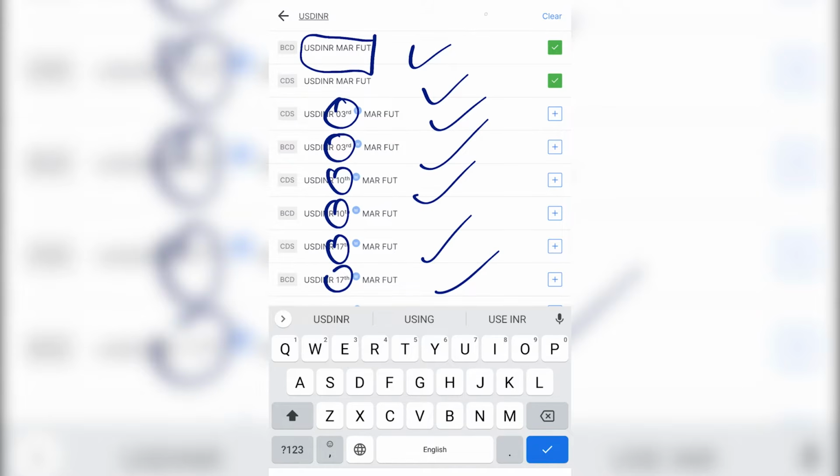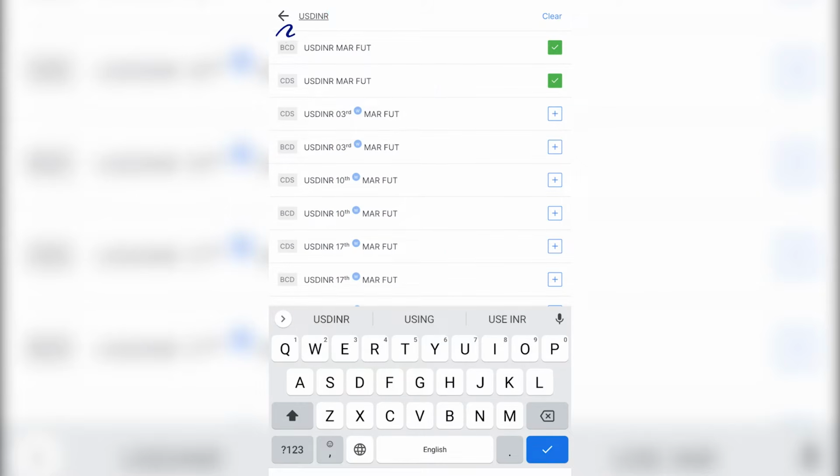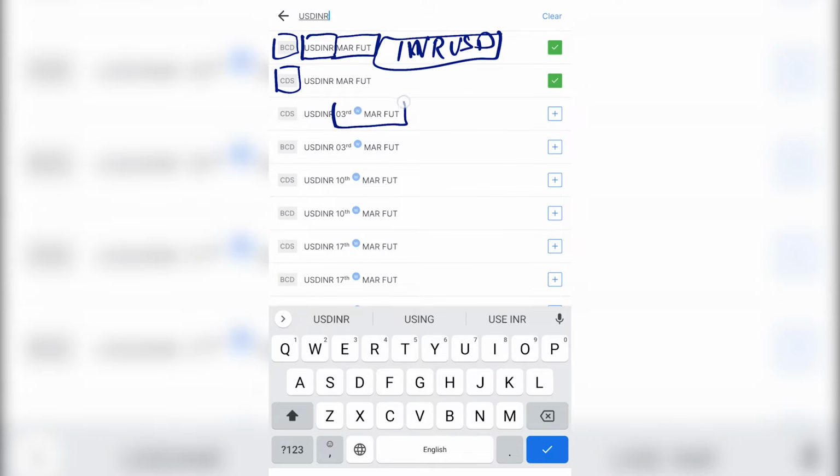So let me explain what these things mean very quickly. There are 2 or 3 different things over here that we need to understand. First is, you may be wondering what is BCD and CDS. This is the simplest to answer. Then we will understand what does USD INR mean and how is it different from INR USD, if you may ask. And then we will understand what does a March future mean and what does 3rd March future mean and how is it different from a 10th March future.